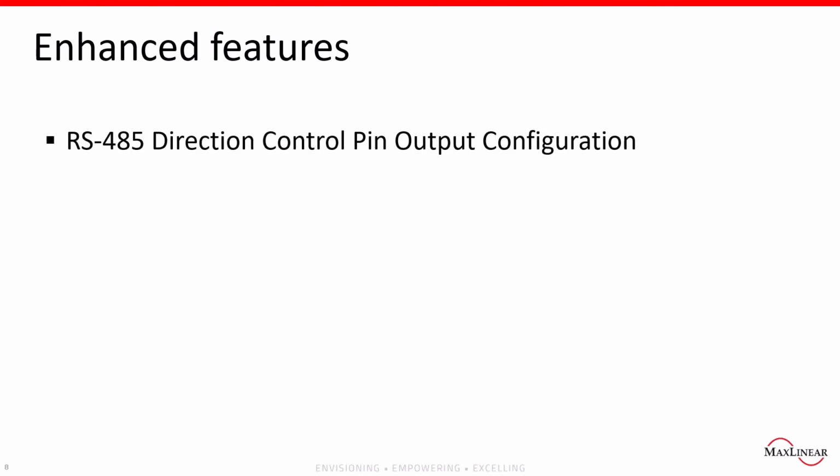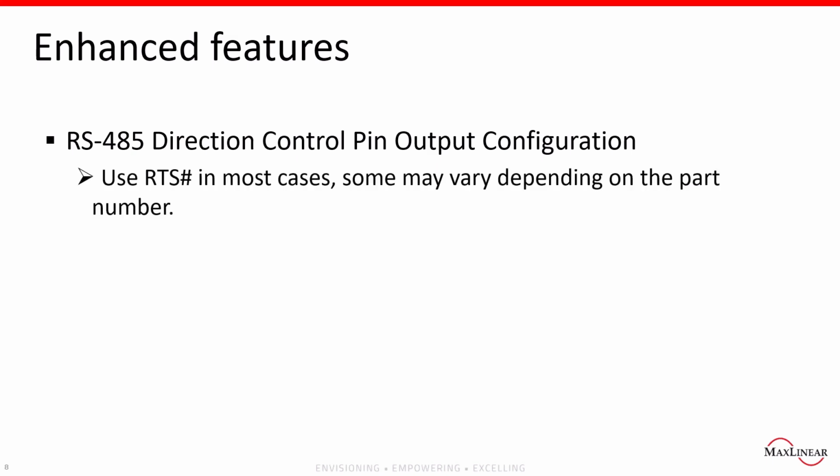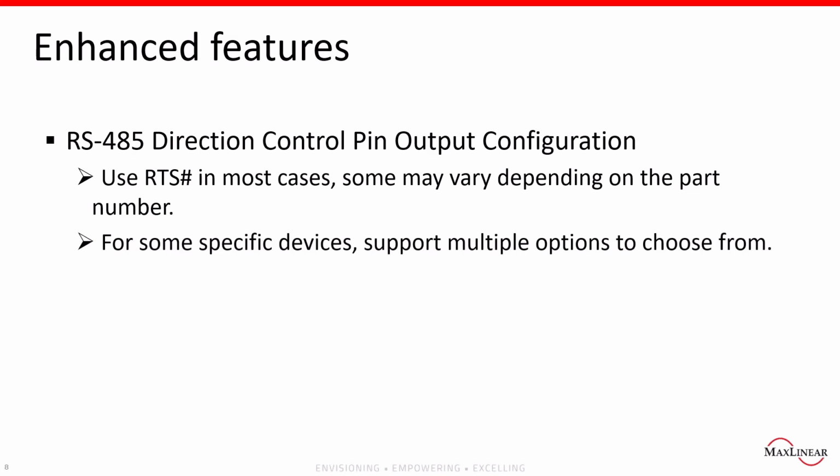In addition to the Auto RS-485 half-duplex direction control feature, MaxLinear UART devices provide additional enhanced features for design flexibility. One of the optional features is the RS-485 direction control pin output configuration. In most MaxLinear UART devices, we utilize the RTS pin as the RS-485 direction control output. However, this may vary depending on the part number. MaxLinear also has UART devices that support multiple configuration options. For more details, please check the application note DAN-190 or related product datasheet.